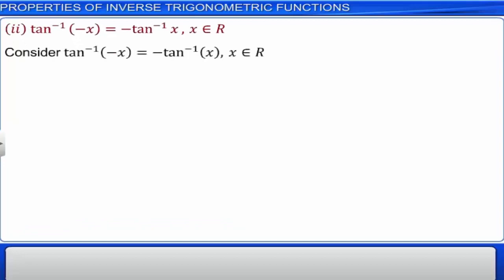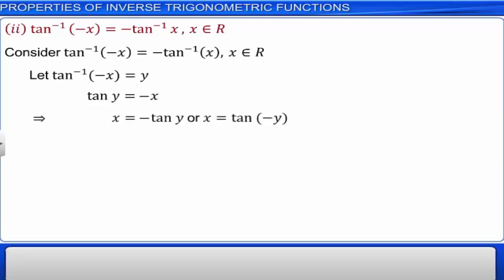Consider the second part. Let us denote tan inverse of minus x by y. This implies tan y is equal to minus x. It can also be written as x is equal to minus tan y, or x is equal to tan of minus y.